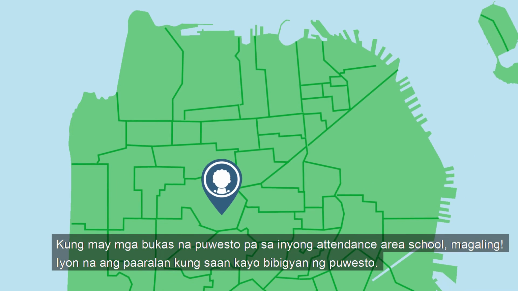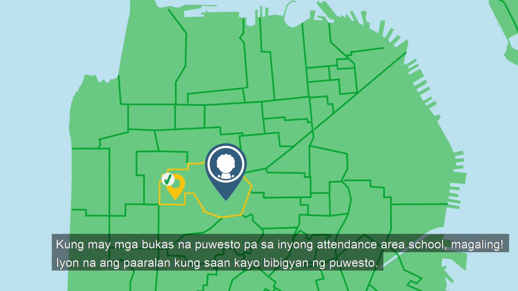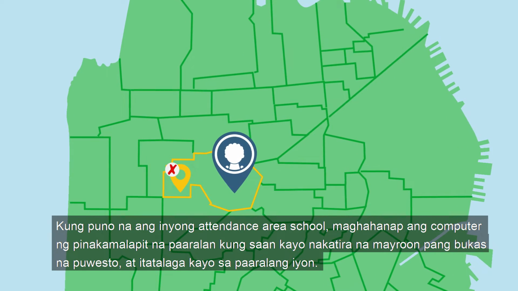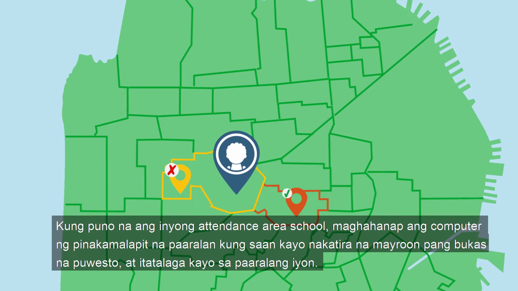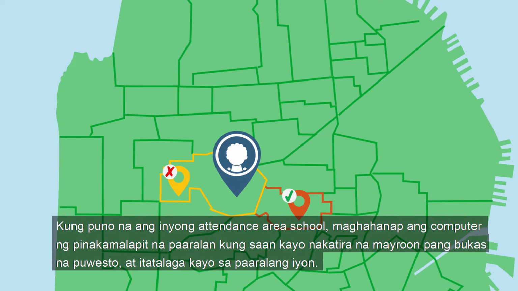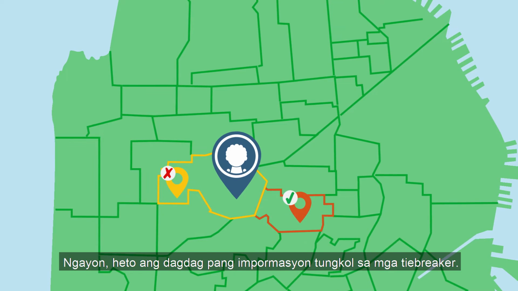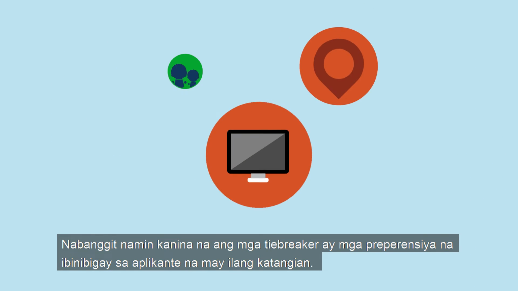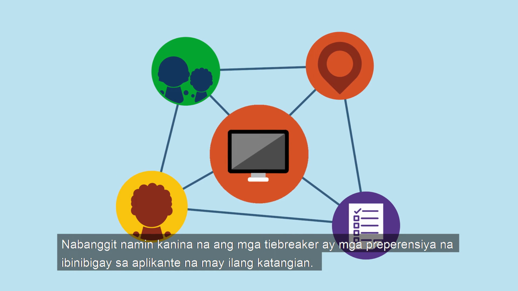If your attendance area school has open seats, great, that becomes your school assignment. If your attendance area school is full, the computer looks for the closest school to where you live that has openings and assigns you to that school. Now, more about tiebreakers. We mentioned earlier that tiebreakers are preferences given to applicants for certain characteristics.